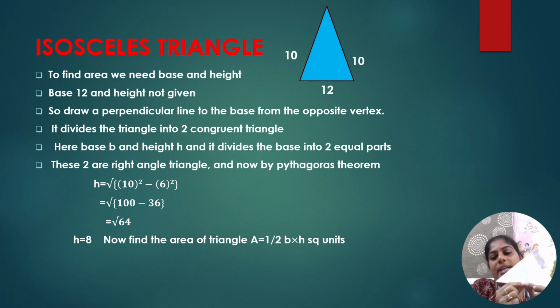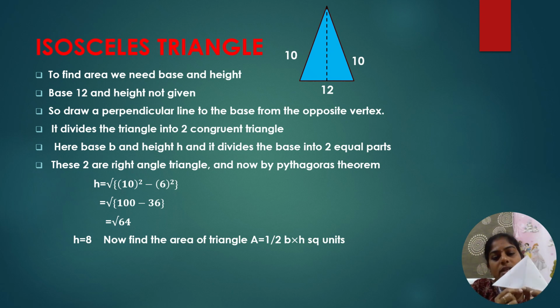So just to find the height, draw a perpendicular line from the opposite side of the base. So this is your base, and this is your opposite side. From here, just draw a dotted line. So the triangle will be divided into two congruent triangles.